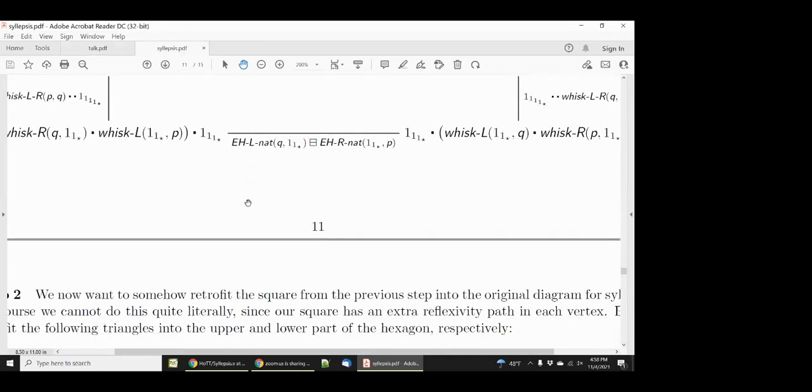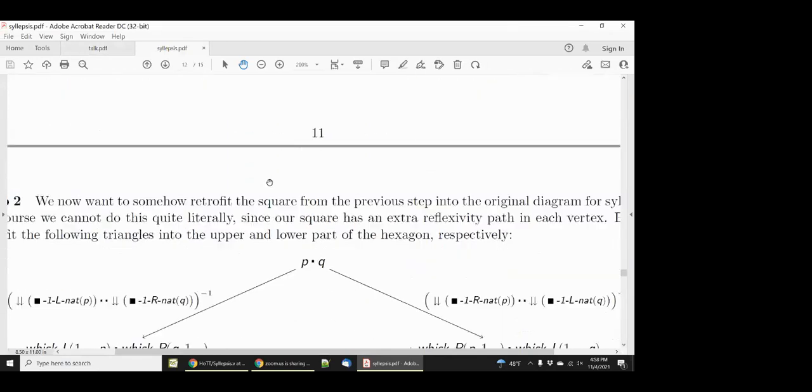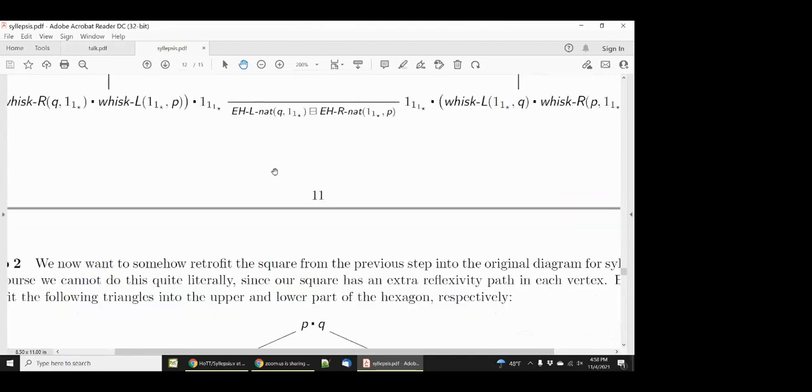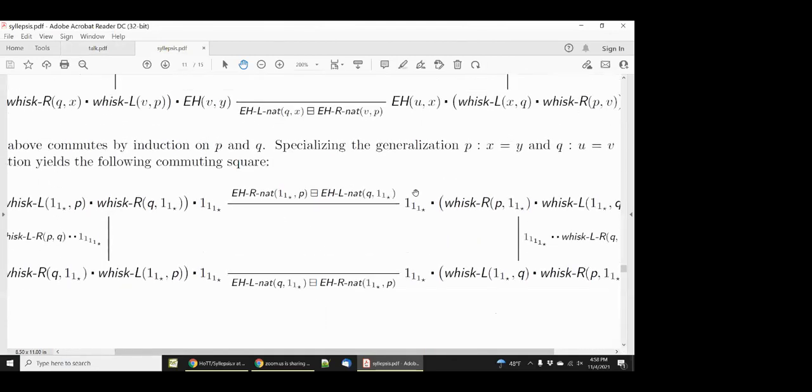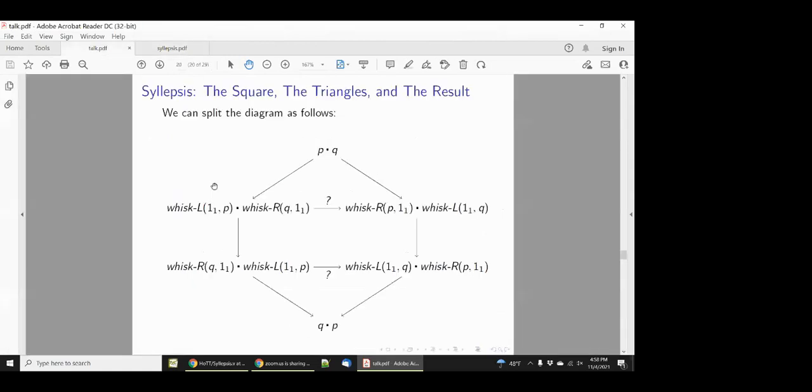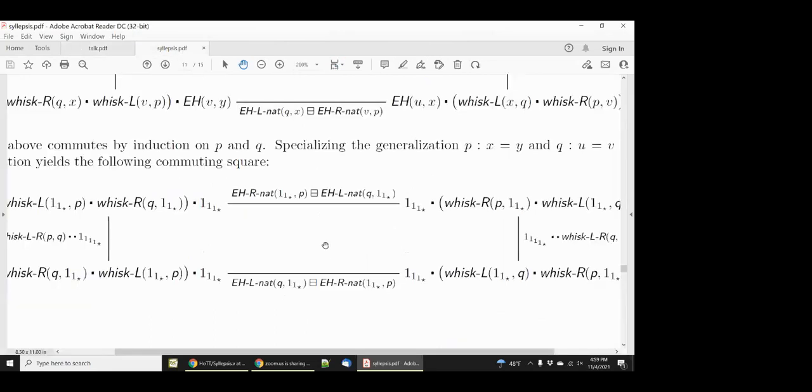Okay, so what do we do with this? We would like to somehow, if we remember, we had these triangles. So let's say this middle square commutes, if we insert the ones in there. Okay, so the middle square commutes. And then how about the triangles? So the triangles should also commute.